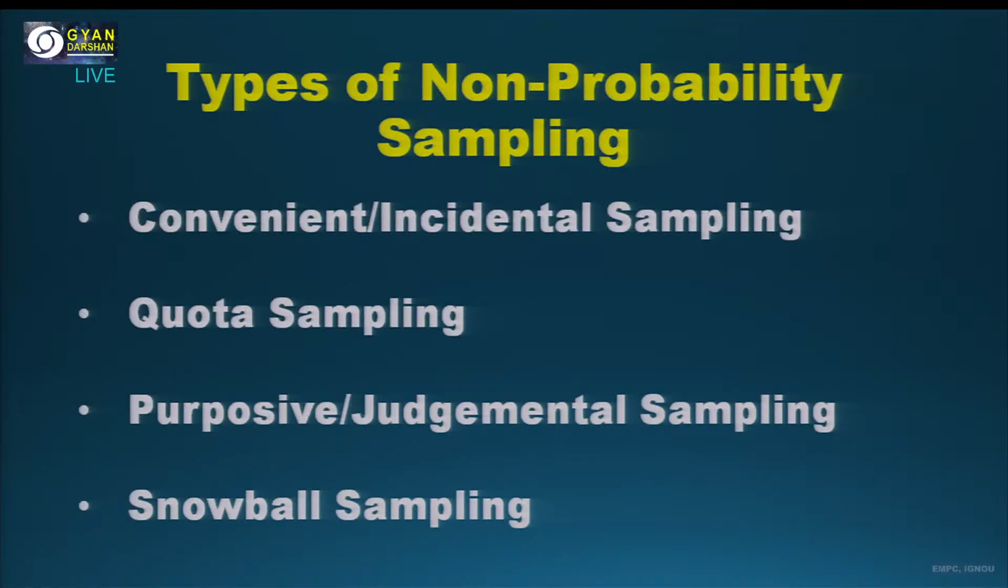If you see the non-probability sampling types, there are four major types. First, convenient sampling, which is sometimes called incidental or accidental sampling. The next is quota sampling. The third is purposive, or as we sometimes call it, judgmental sampling. The next is snowball sampling. So these are the major types of non-probability sampling. We will go into the details of these sampling techniques. First, let us see convenient or incidental sampling.